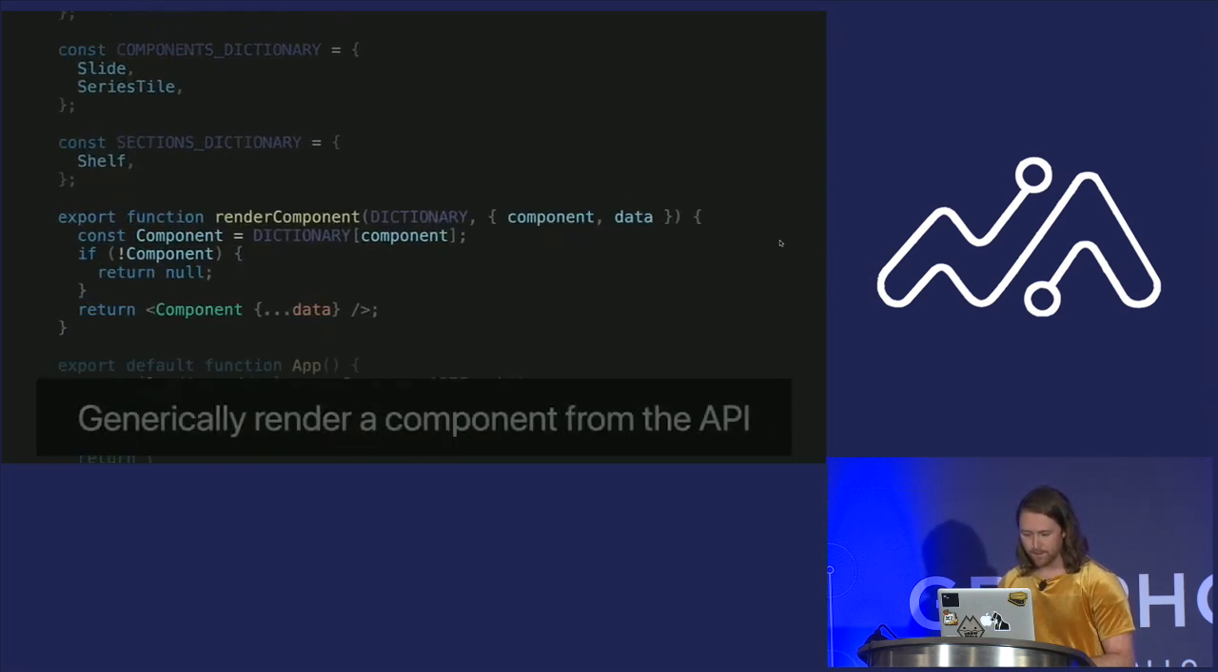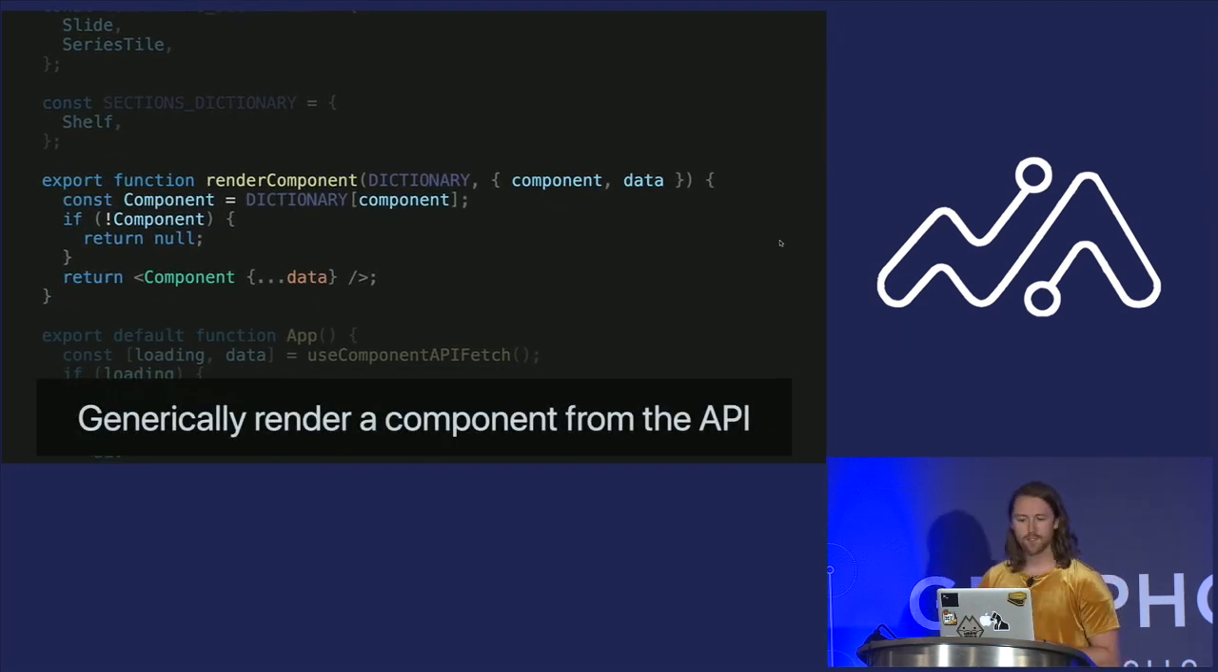So when we go to render these things, we're going to take a dictionary, take the component and the respective data. We're going to pass that component string that we talked about into the dictionary, go find it, and then we have this generic idea of a component, right? And we're going to just spread the data from the API into that component. And there we have it. We are generically rendering a component that we received from our API.